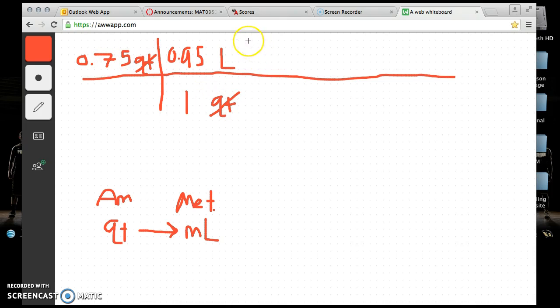And then now we can set up the next portion of our fence, where remember we're trying to go from quarts to milliliters, and currently we have liters. So we're going to have to go from liters to milliliters. All right, and then what's the relationship between liters and milliliters? Well, we know that there are 1,000 milliliters in a single liter, in 1 liter. So in 1 liter there are 1,000 milliliters.